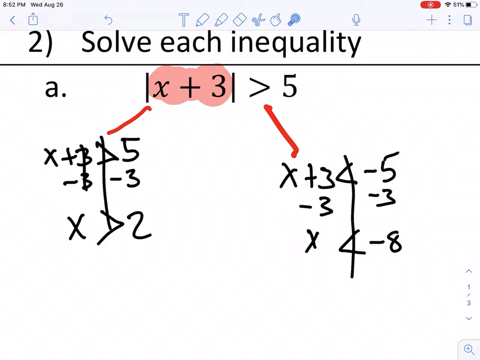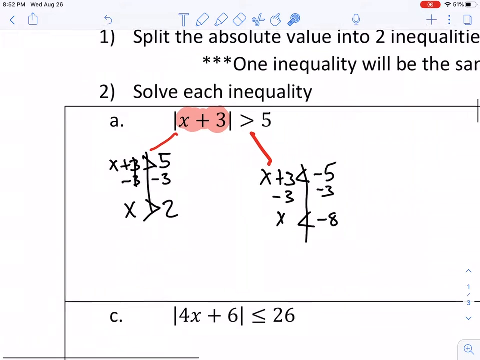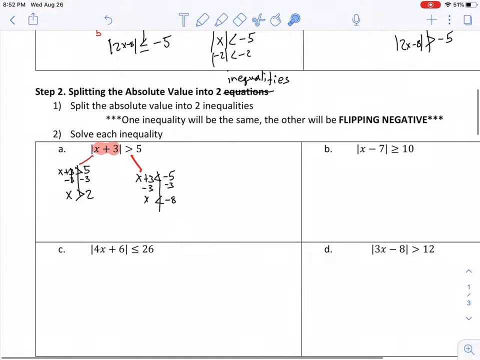One thing that you cannot do, a quick note: once you get your first answer, you can't use the opposite of it. You can't say, oh, x is greater than 2, so then my other one has to be x is less than negative 2. If you notice here, that's not the case. Sometimes it happens, but you need to go through and do the math every time. Okay, and then we'll talk about and or in just a little bit.